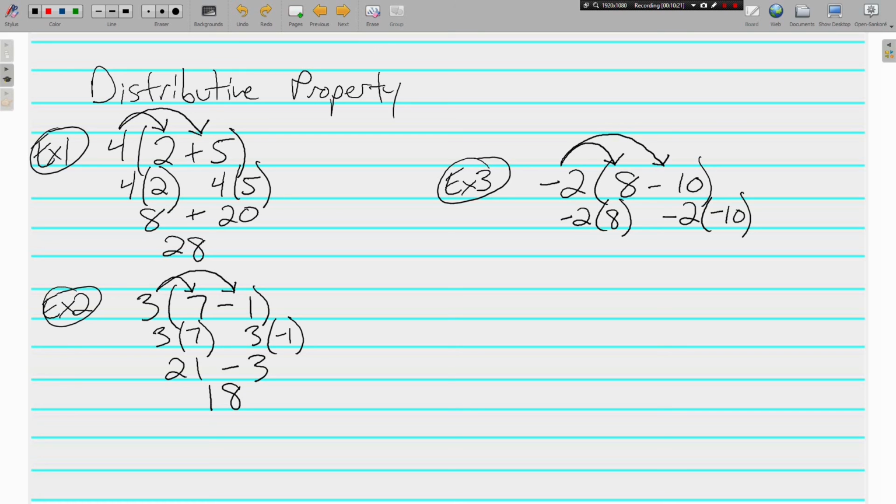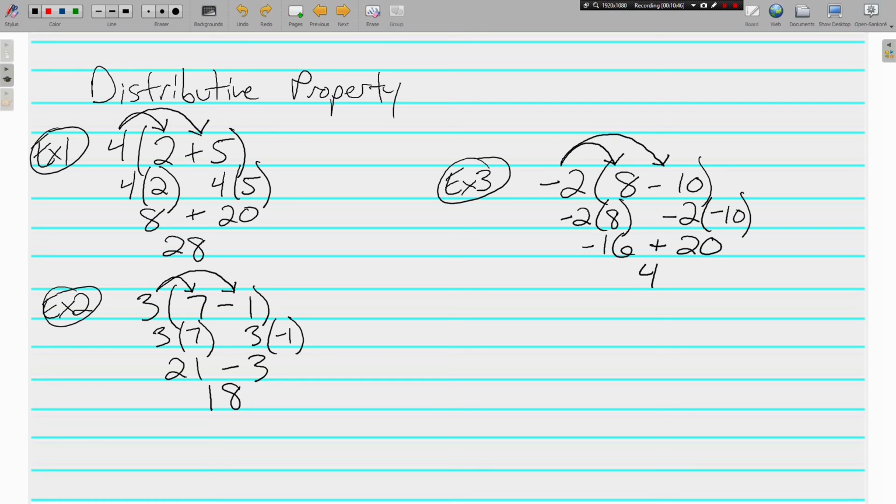Right here the signs are different. Negative 2 times positive 8 is negative 16. Then here the signs are the same. Negative 2 times negative 10 is positive 20. And then we need to combine these. Positives are going to win because there are more of them, and they're going to win by 4.